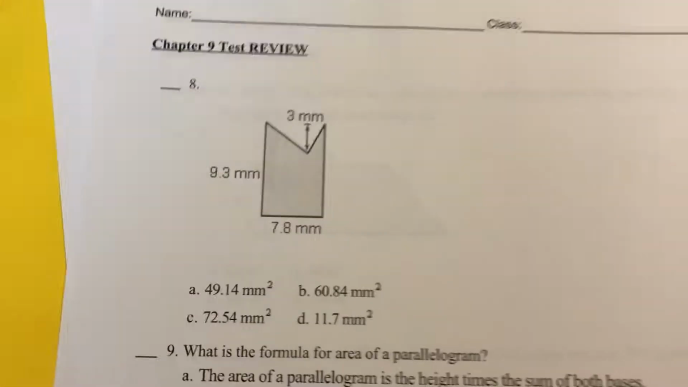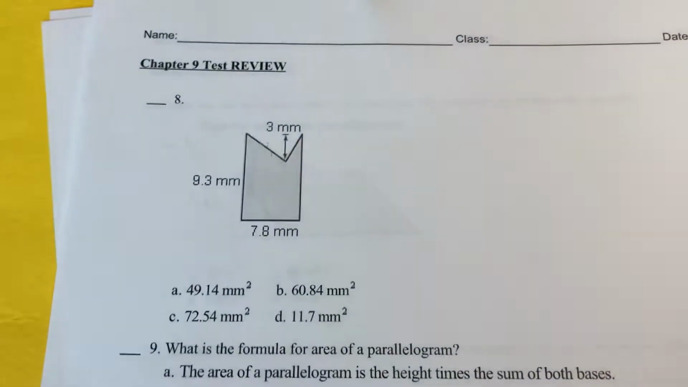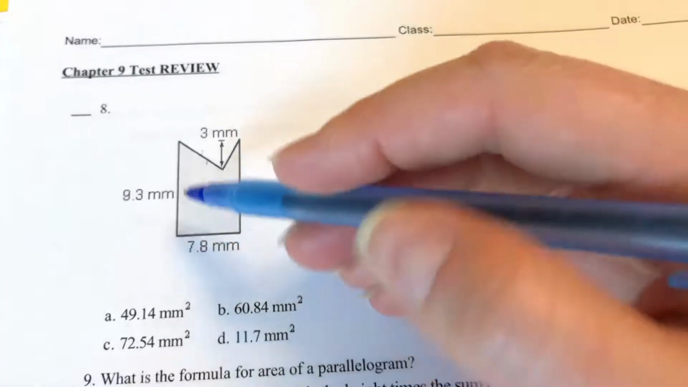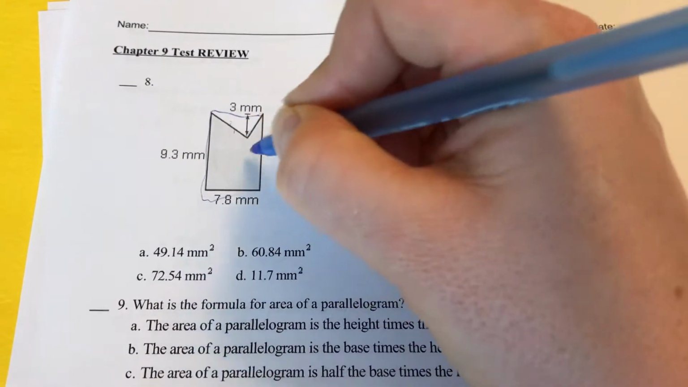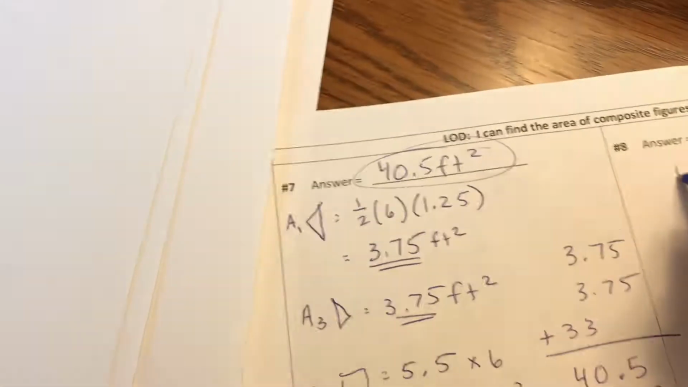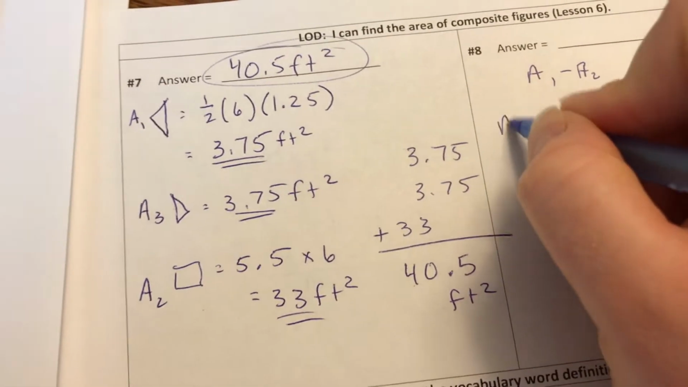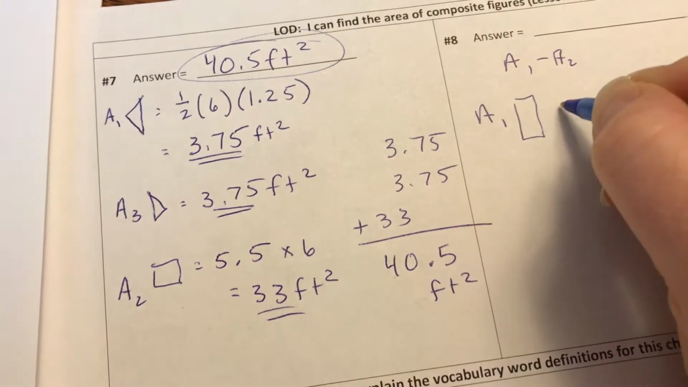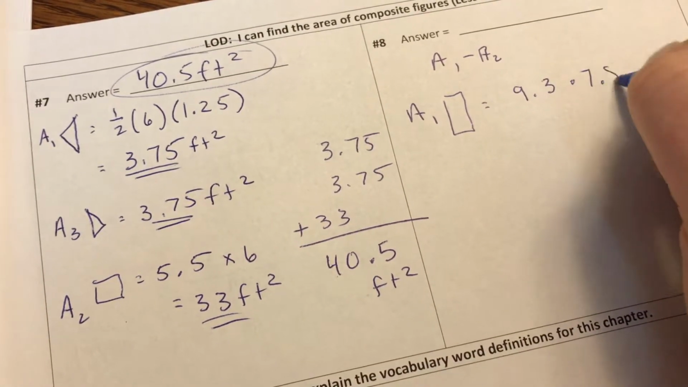All right, next. Okay, we've got a composite figure here, but we don't want this area, so it involves subtraction. So what do we have? We have this whole rectangle to find, and then we can take away the triangle. So this is like this whole thing here is area 1, and this we're taking away area 2. So in the end, it's going to be area 1 take away area 2, area 1 was the big rectangle. So that's going to be 9.3 times 7.8.